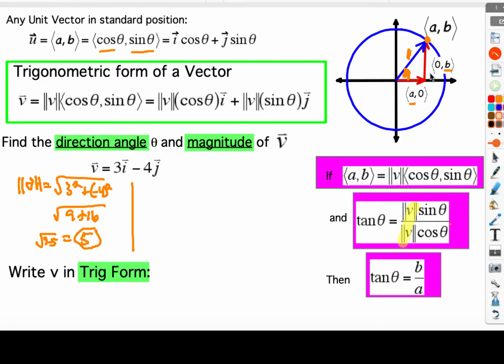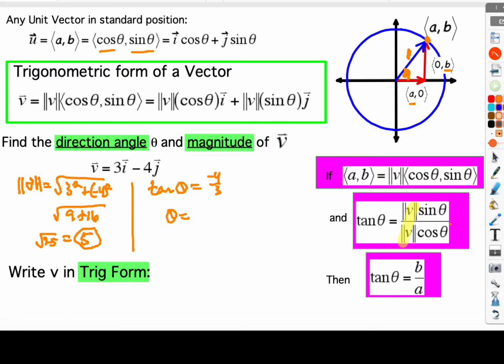Again, cosine being our a value and sine being our b value, on our unit circle. Sine always represented the y-coordinate, the up and down, the vertical component, and cosine represents our horizontal component. So if you want to find the direction of a vector v, the tangent of theta would be equal to b over a.